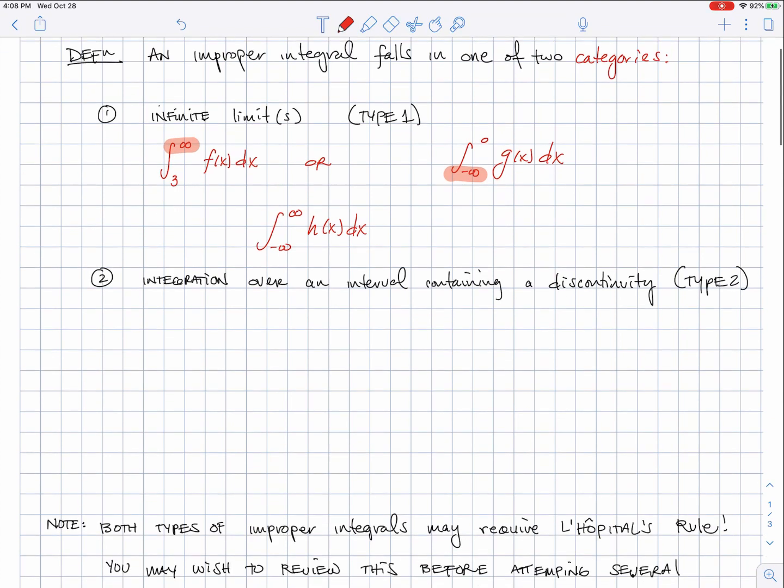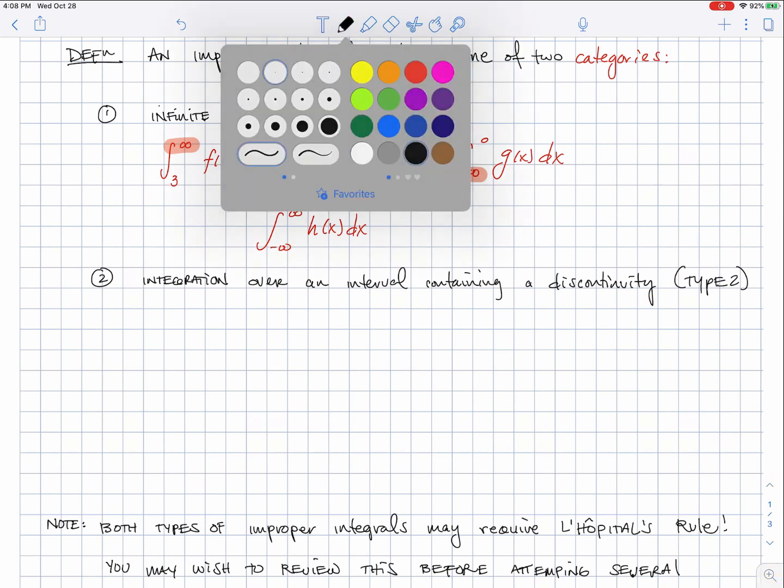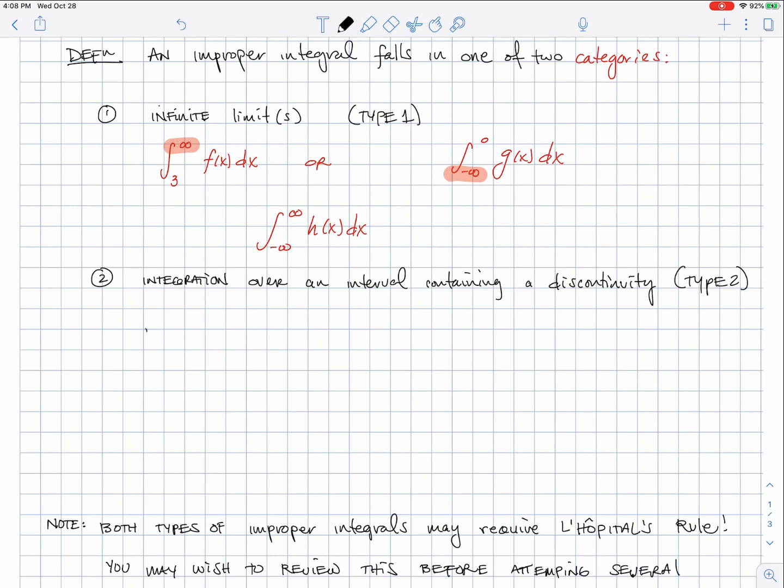The second category, the type 2 integral that is improper, is integration over an interval containing a discontinuity. So an example of that might be something like the integral of 1 over x from negative 1 to 1. It looks pretty harmless, but the problem here is we're integrating over the interval negative 1 to 1, which contains x equals 0.